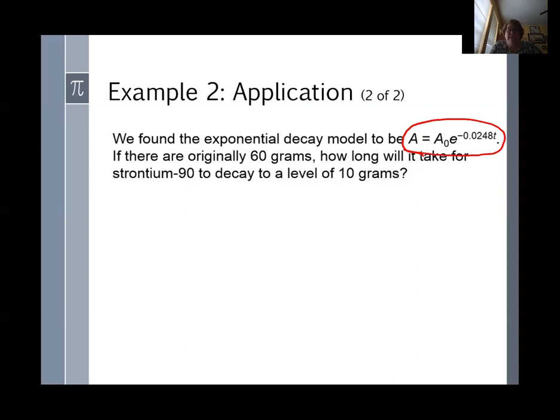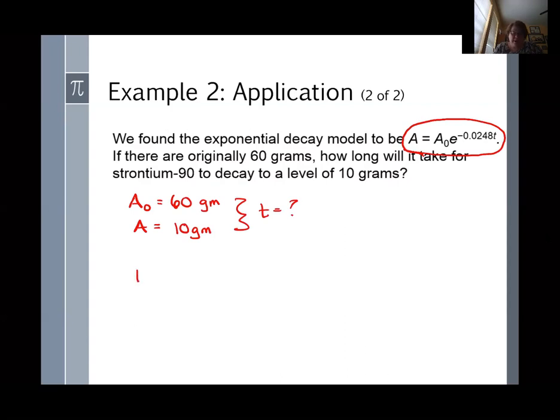So it says, if there are originally 60 grams, how long will it take for strontium-90 to decay to a level of 10 grams? So I'm starting with 60 grams. So A sub 0 is 60. The amount I have after some time period is going to be 10 grams. So what I'm looking for is the time required for this to happen. So I'm going to make those substitutions and solve for t.